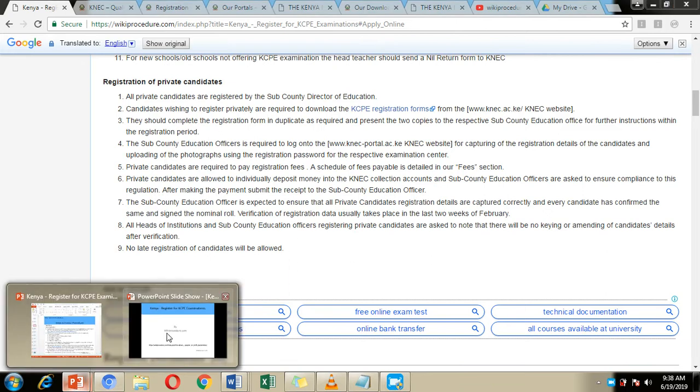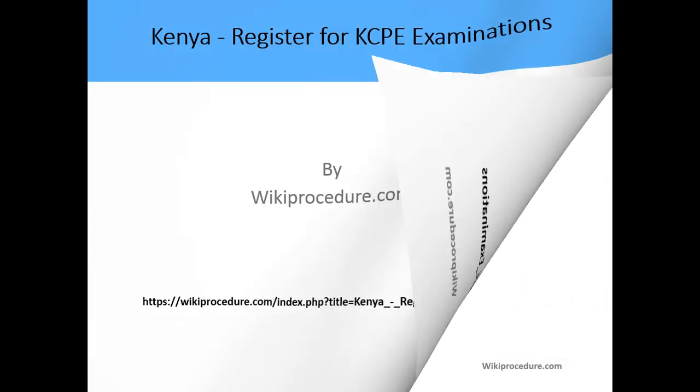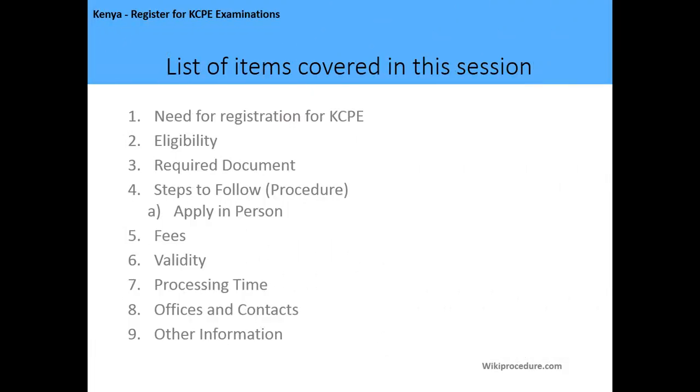So let's get back to our presentation, and the list of items which we are going to cover in this session include need for registration for KCPE, the eligibility, required documents, steps to follow in making the application, fees, validity period, processing time, office location and contact information, and other information that we might find relevant on how to make the registration for the KCPE examination.